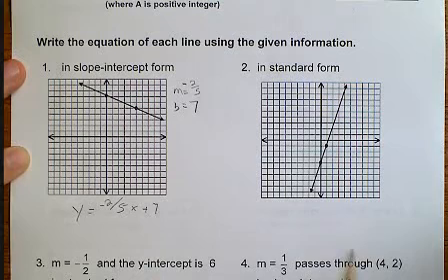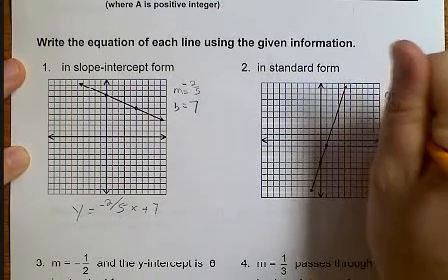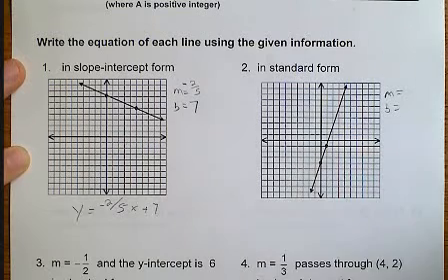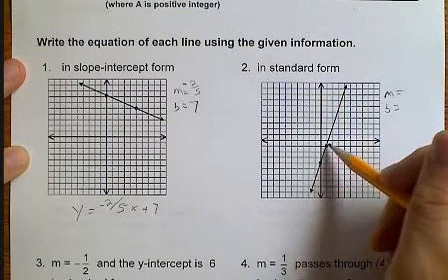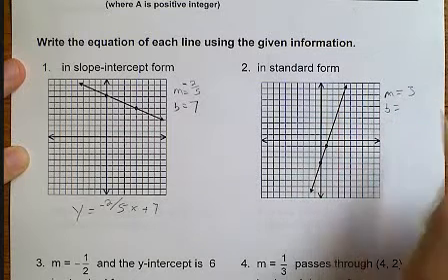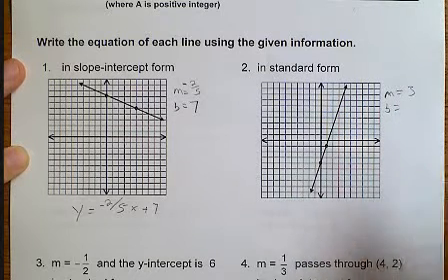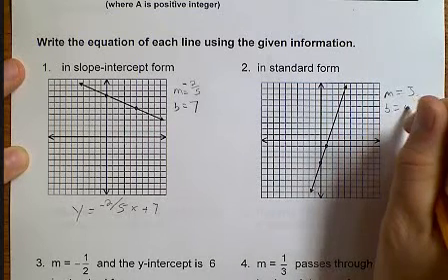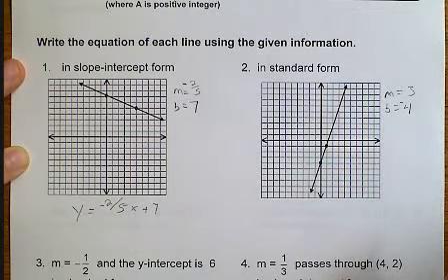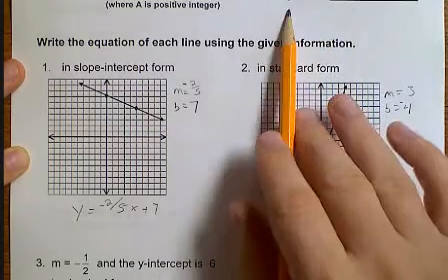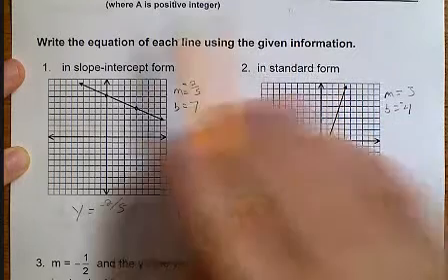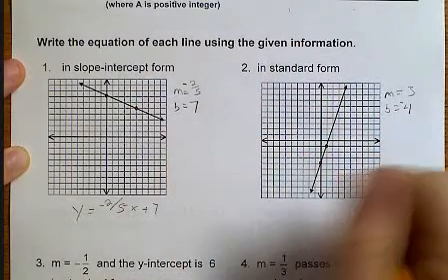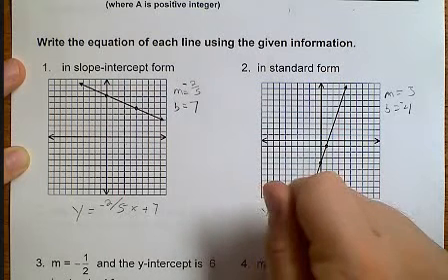Now standard form, we're going to start off the same way. We're still going to figure out what m is and what b is. Our slope, 1, 2, 3, is just 3. It's positive, so it stays positive. Our b is 1, 2, 3, 4 in the negative direction, so negative 4. Now we're going to start with slope-intercept and then move to standard. So we're going to start with y equals 3x minus 4.